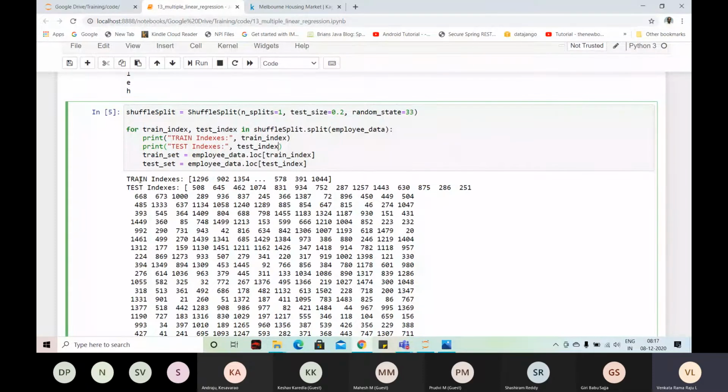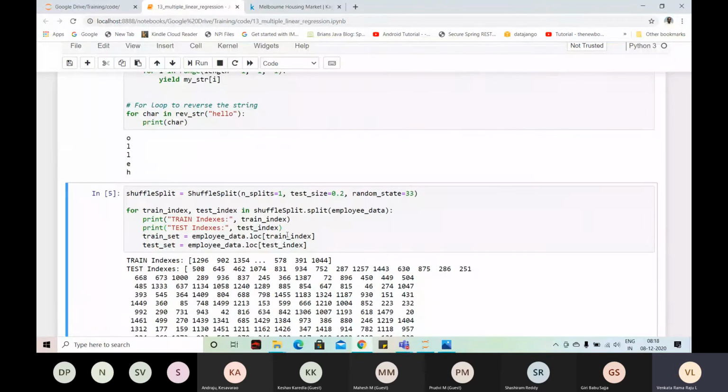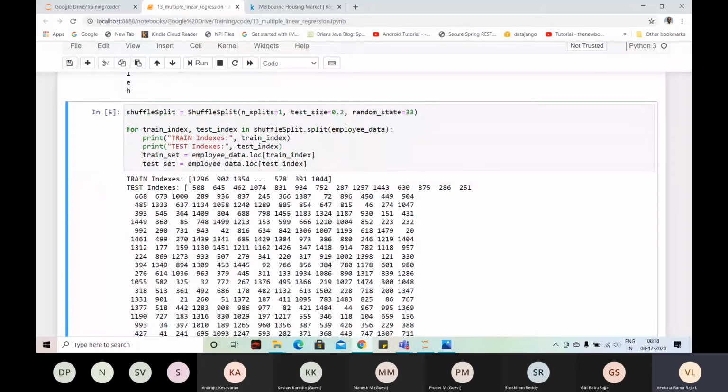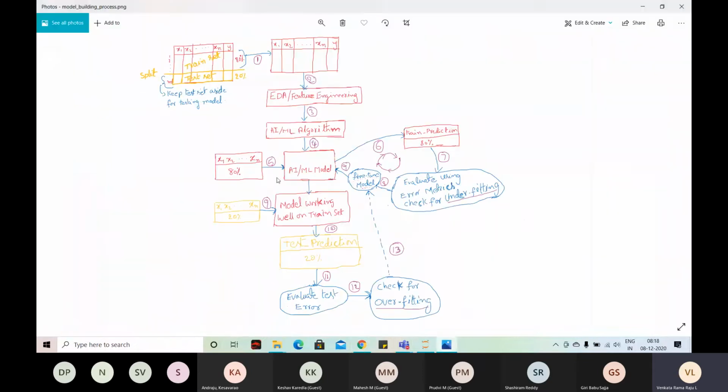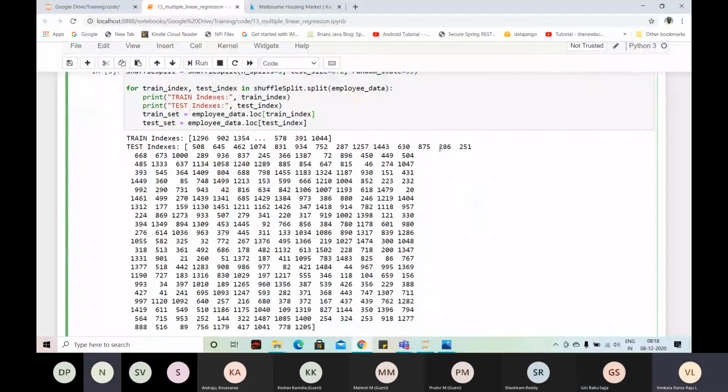So I have taken the train set indexes and the test set indexes. I printed the indexes there, but I took the data and split the data like this. Okay, any questions here? That random state 33, can you please explain that once again? I'll explain. Any other question?